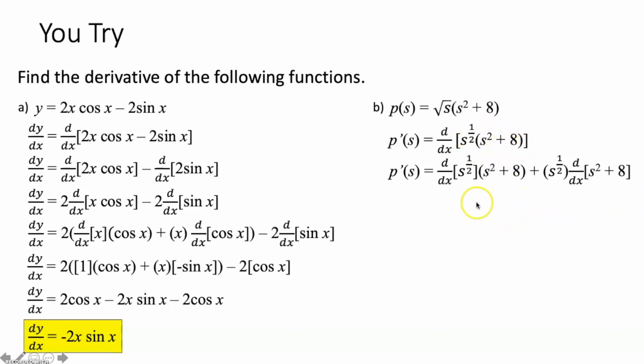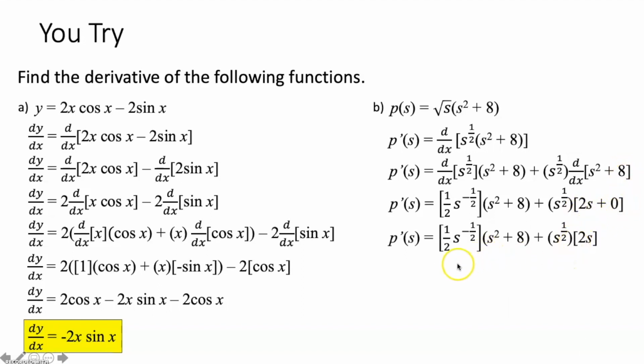Now let's take the derivative here. Derivative of s to the 1/2 power. I'm going to use the power rule. So this 1/2 comes out front, then it becomes s to the 1/2 minus 1 power, which is going to be s to the negative 1/2 power. Over here, when I take the derivative of s squared plus 8, I take the derivative of each term. The derivative of s squared becomes 2s to the first, and derivative of 8, that's just a constant, so that becomes 0. I then add these two together. 2s plus 0 is just 2s.